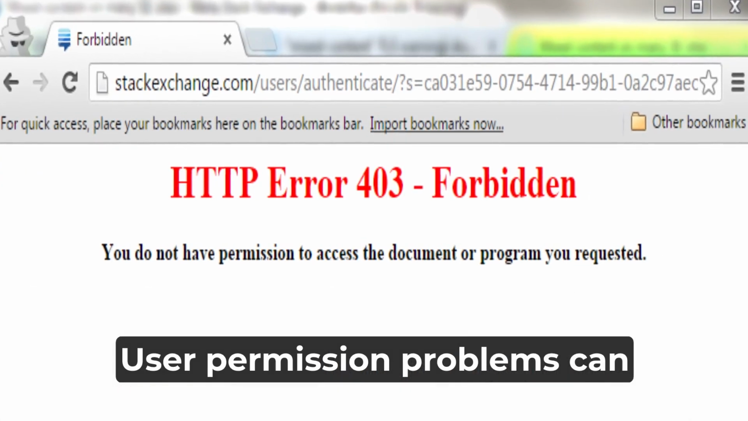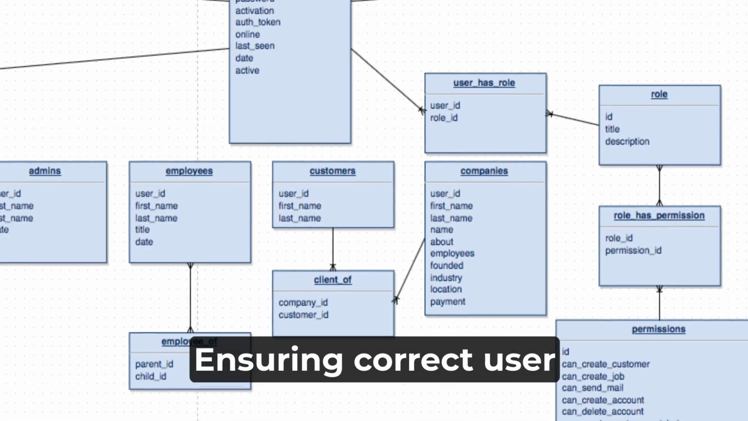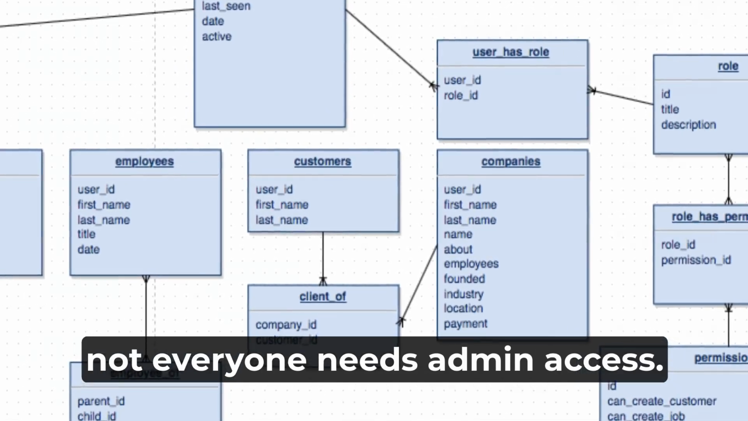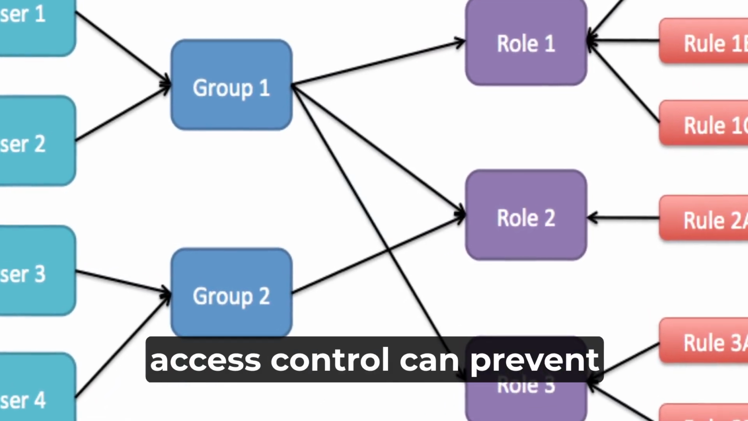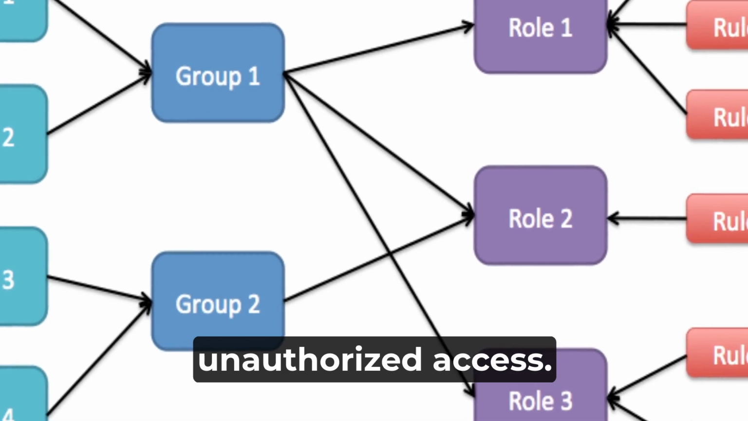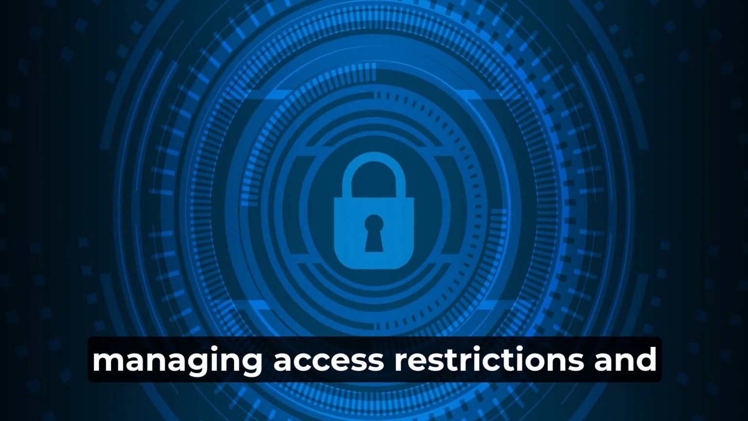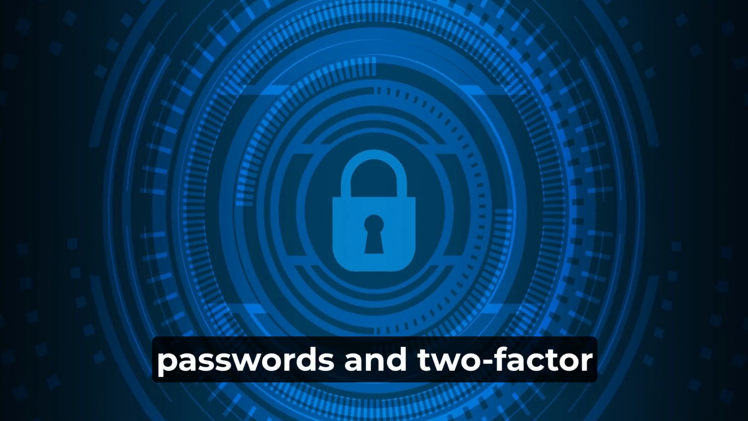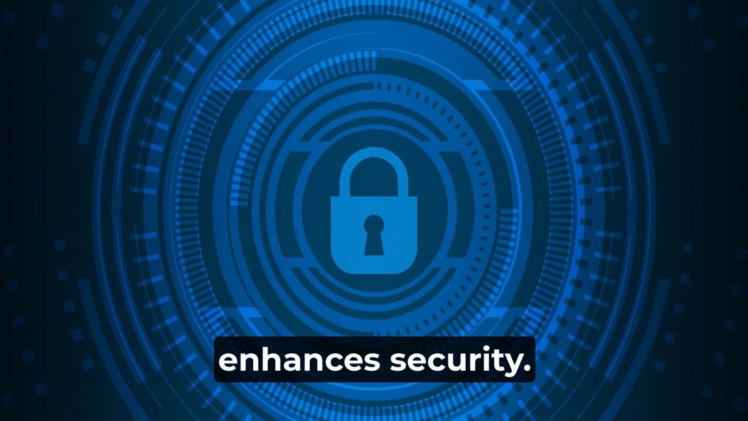User permission problems can also trigger 403 errors. Ensuring correct user roles is essential. Not everyone needs admin access. Regularly reviewing user roles and implementing role-based access control can prevent unauthorized access. Additionally, managing access restrictions and updating user credentials, such as enforcing strong passwords and two-factor authentication, enhances security.